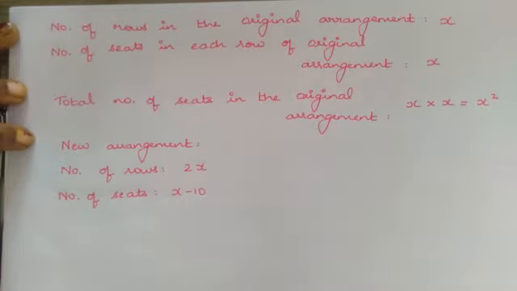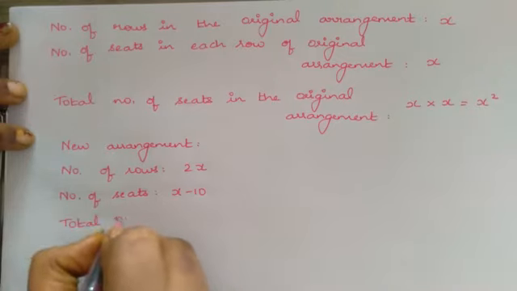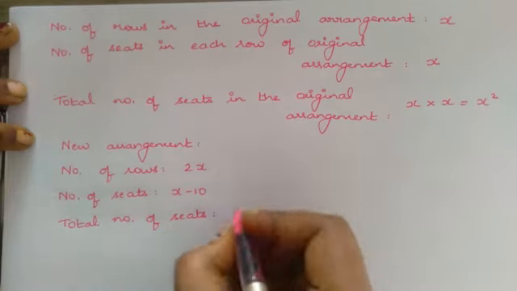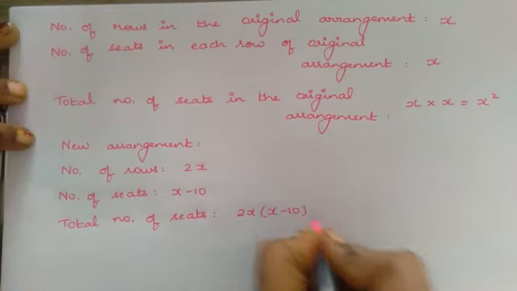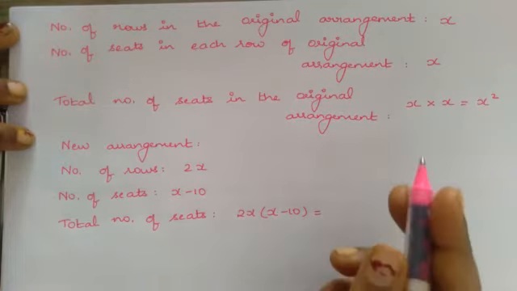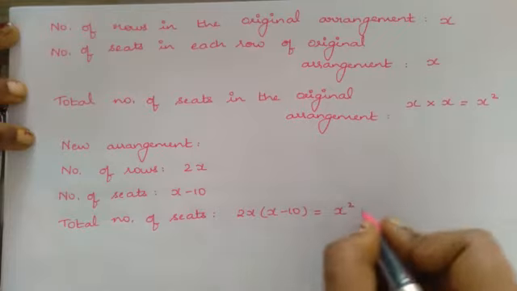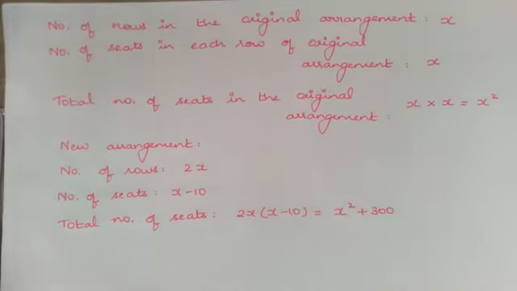So the total number of seats will be the number of rows 2x into the number of seats in each row x minus 10. It is given that it is increased by 300 from that of the original arrangement. We have x square seats originally, and this is increased by 300 in the new arrangement. We are going to solve this equation and identify what x is. Let's do it.